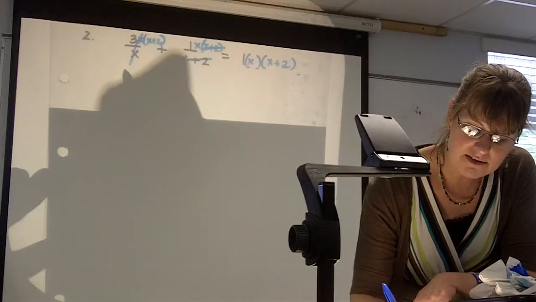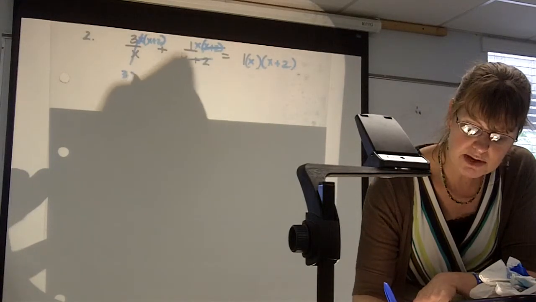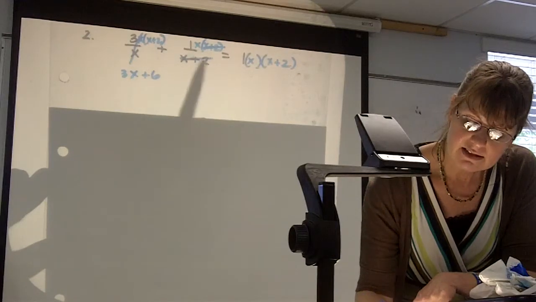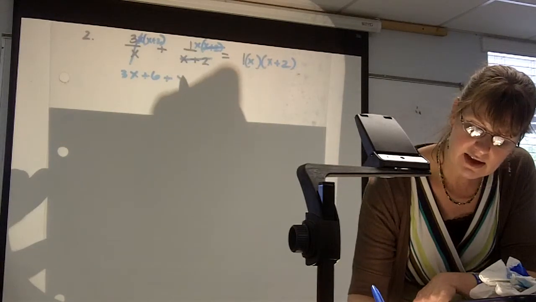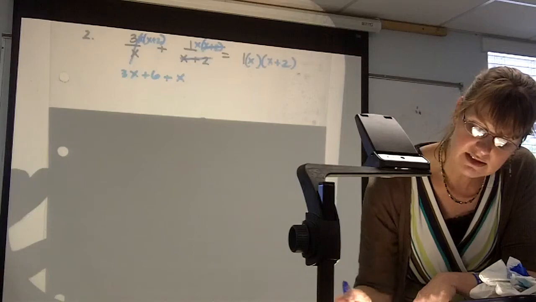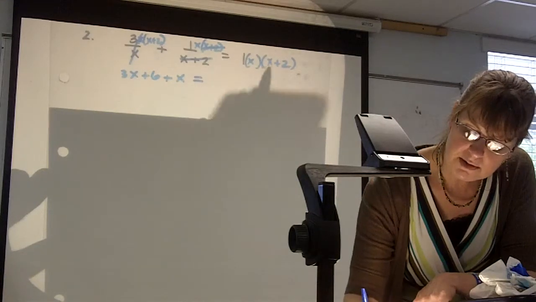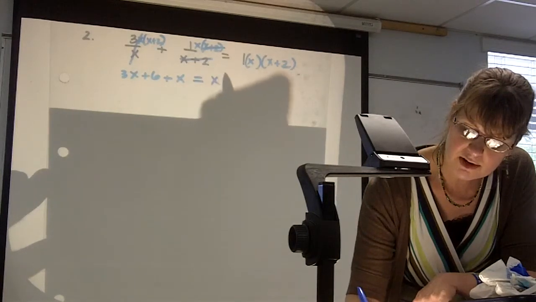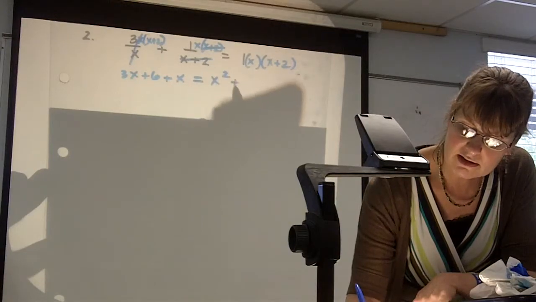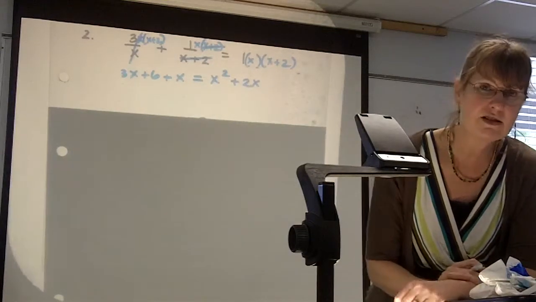All right, so now we're going to distribute. So we're going to get 3x plus 6, and then we have x, just x, correct? Equals, and here's where we get our nice quadratic form. Okay, we're going to get x squared plus 2x. All right, so what's our next step?